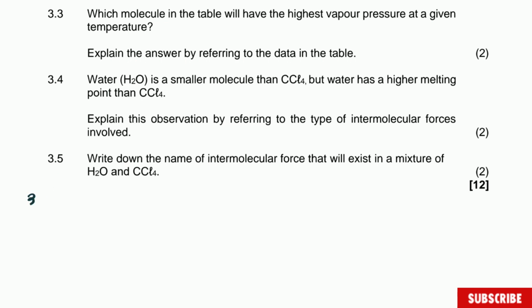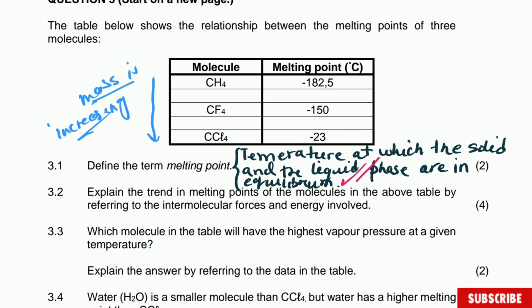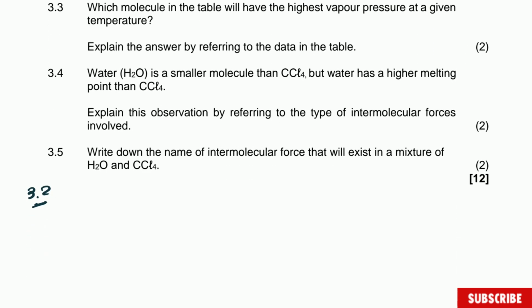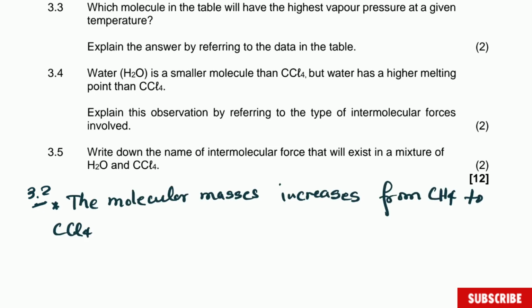Question 3.2. Well, the first thing we're going to do is what we found out here. As you move down, the mass increases, right? So the first thing you have to say is that the molecular mass increases from CH4 to CCl4. You'll get 1 mark if you say that.